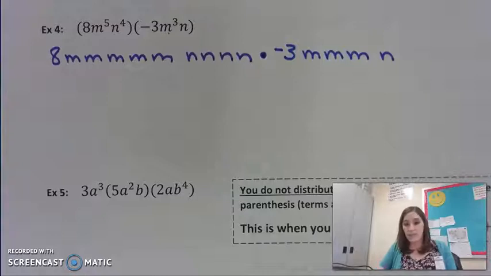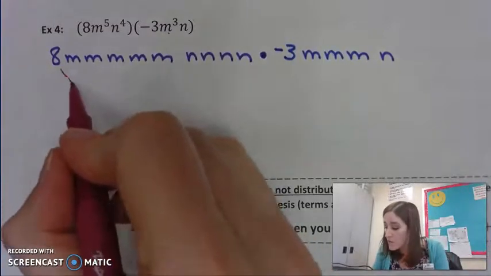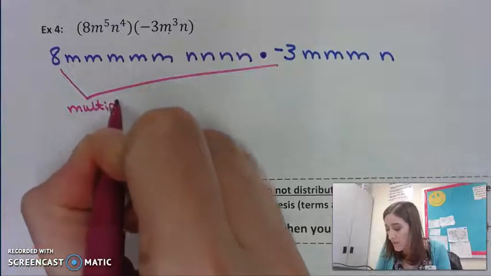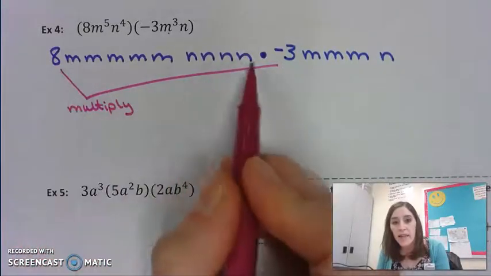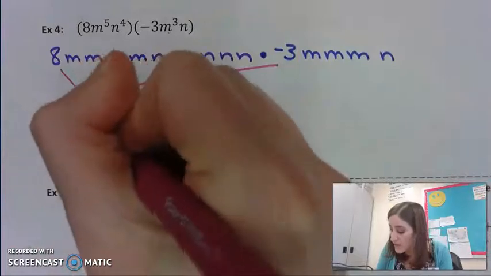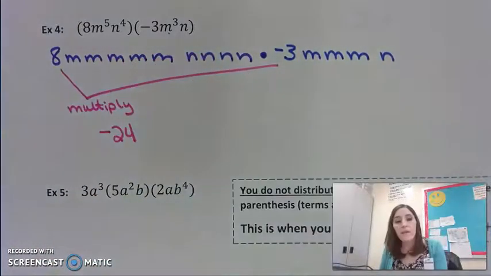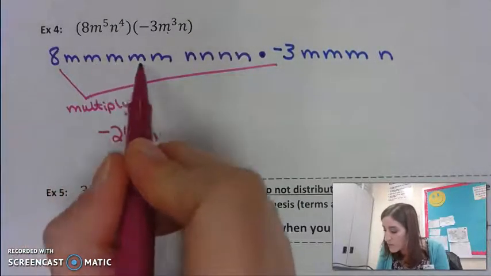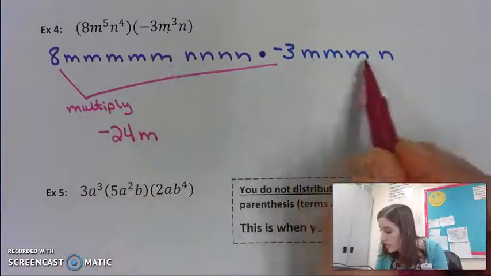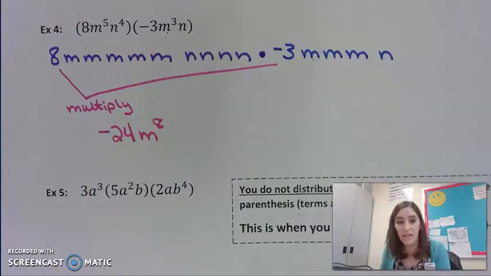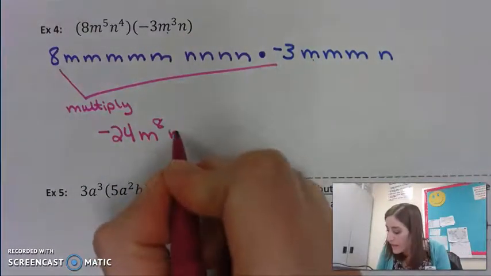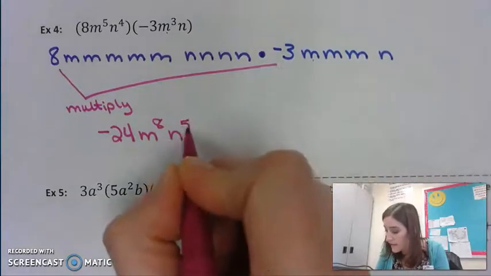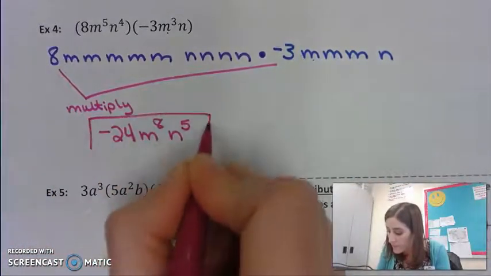So when you put your answer together for this one, you need to multiply the big numbers. Okay, so the 8 times the negative 3 gives me a negative 24. And then we're going to add up how many letters we have. So I've got 1, 2, 3, 4, 5, 6, 7, 8 m's, so m to the 8th power. And for my n's, I've got 1, 2, 3, 4, and then a 5th one there at the end, so n to the 5th power.